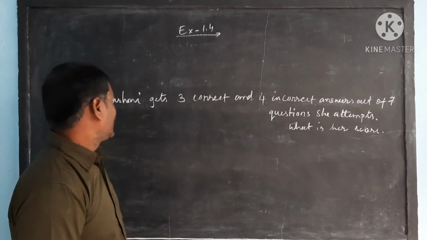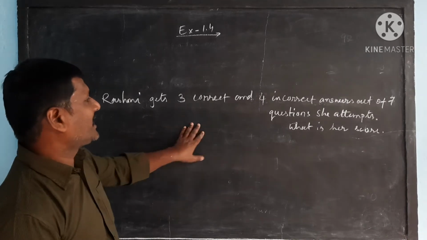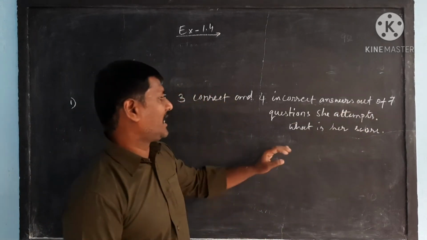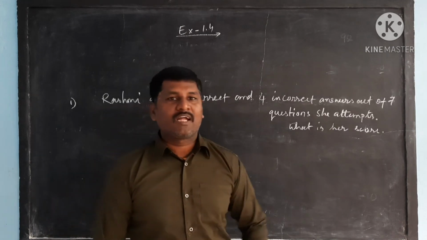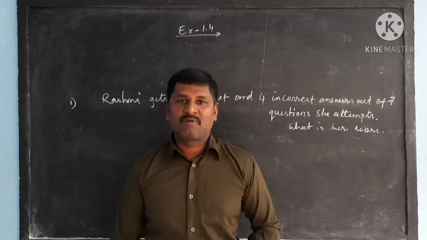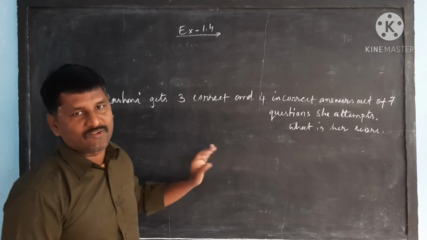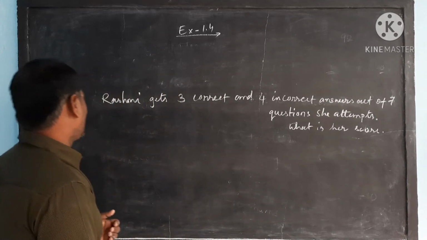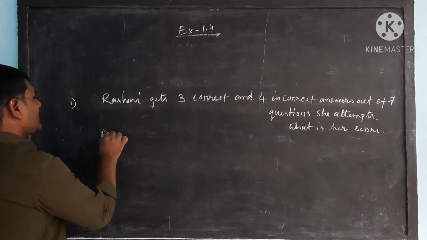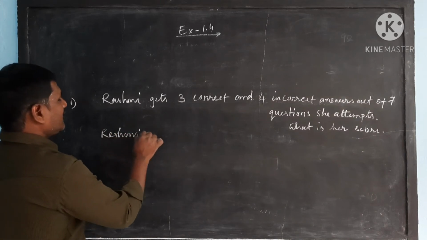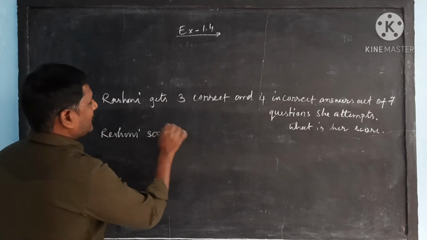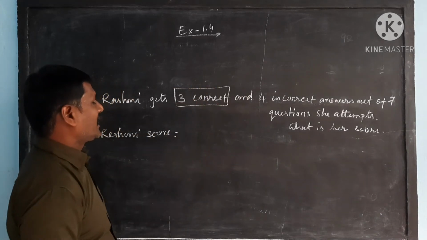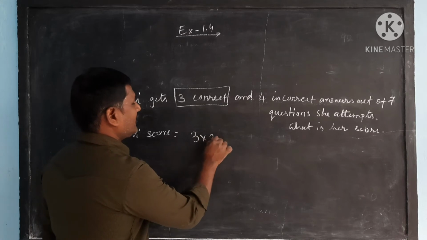In the third question, it is given that Reshma gets 3 correct answers and 4 incorrect answers out of 7 questions she attempted. What is her score? The test has 10 questions, but here Reshma attempted only 7 questions. That means 3 questions she didn't attempt. Let us see the answer. Reshma's score will be, she wrote 3 correct answers, means 3 into 3.